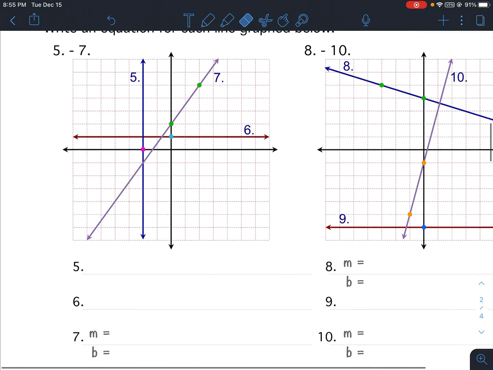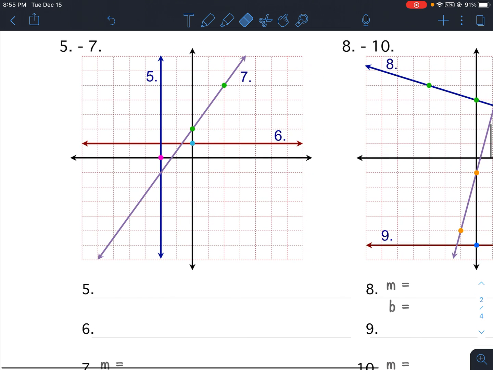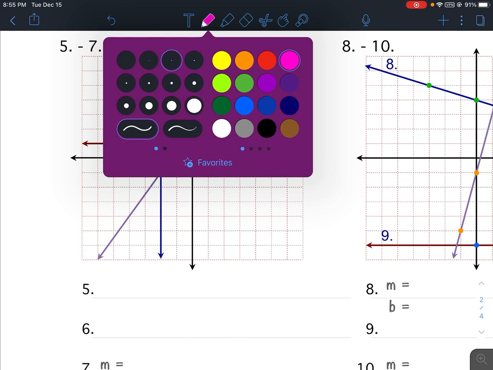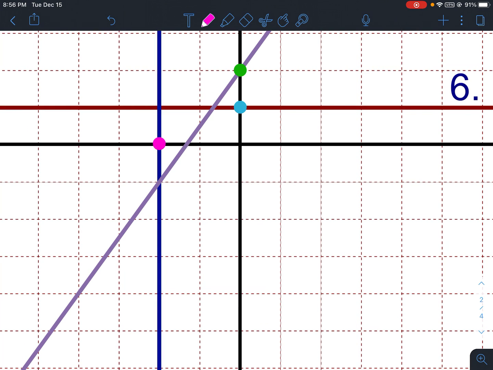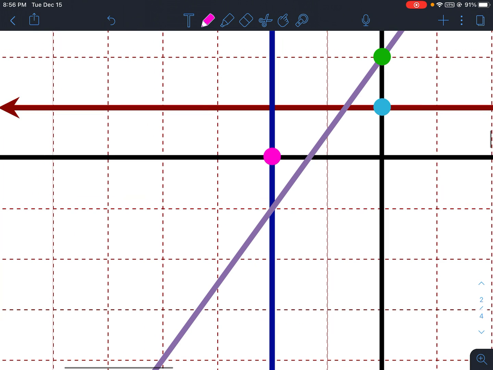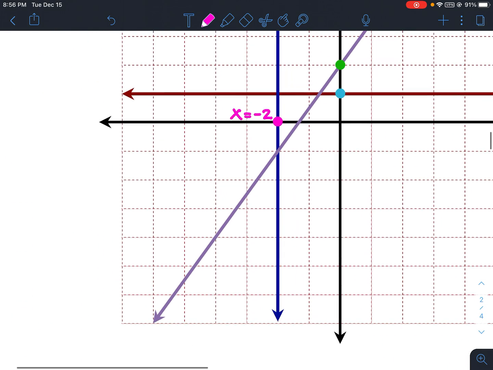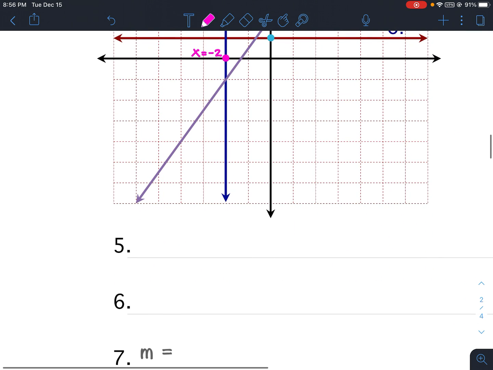Okay, so let's look at 5 through 7. Let's start with 5. 5 is a vertical line. That vertical line only crosses the x-axis. Where does it cross the x-axis? Well, right here is the origin, so it crosses at -1, -2. So this would be x equals -2. All right? And that's all the work that you have to do for 5. That is your answer. x equals -2. That's it.